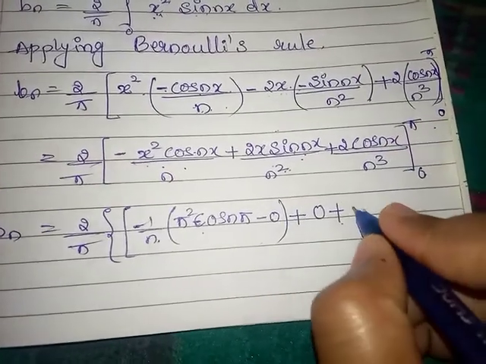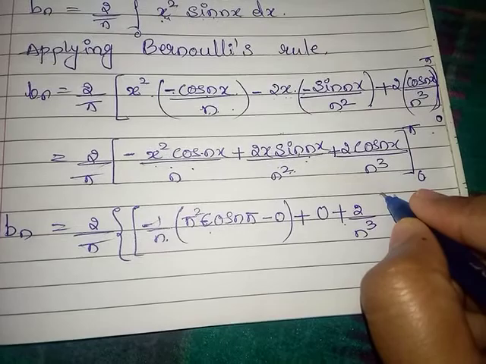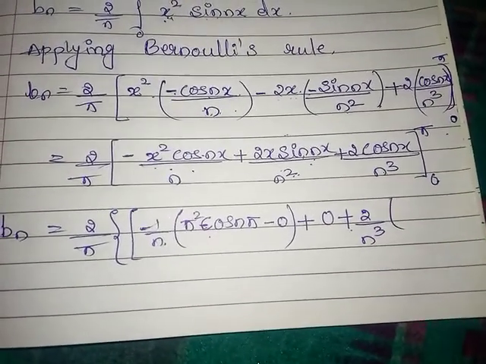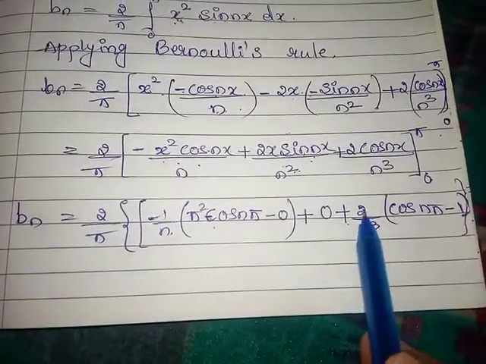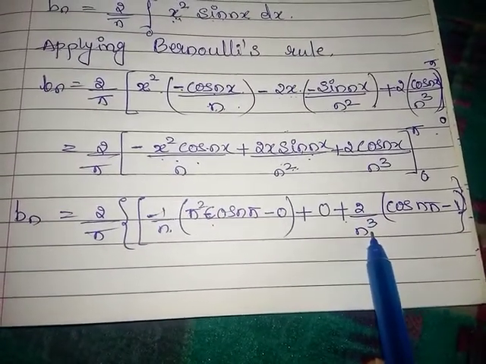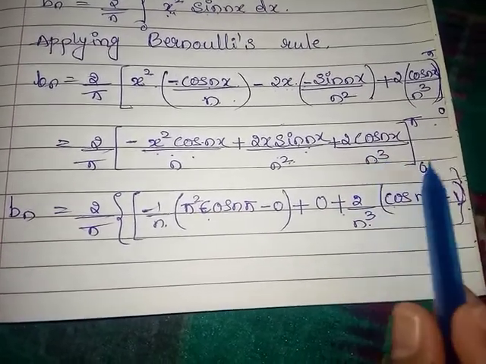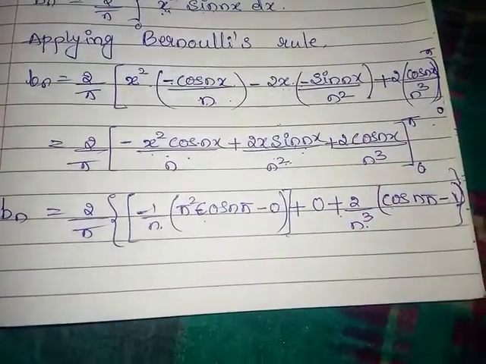Next, 2 by n cube is a constant. Apply both the upper limit and lower limit for this one. I am taking 2 by n cube outside. Apply the upper limit: cos n pi minus cos 0, whose value is 1. Here you have to complete this bracket.